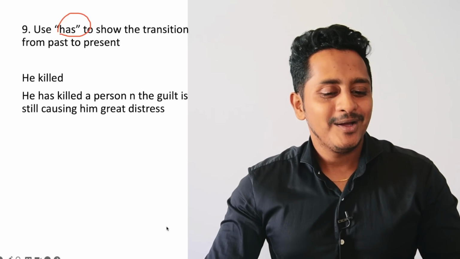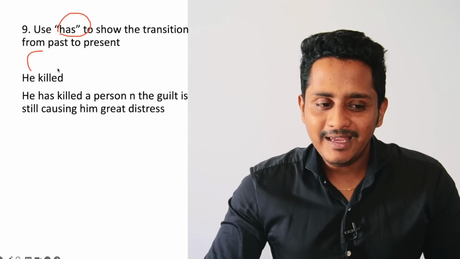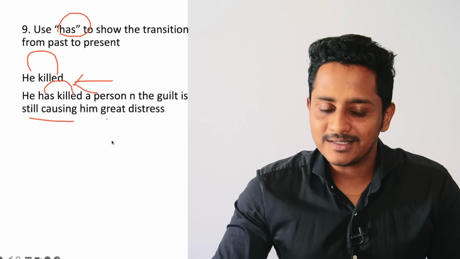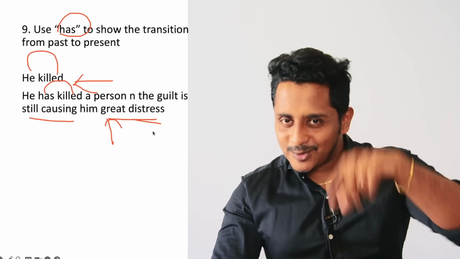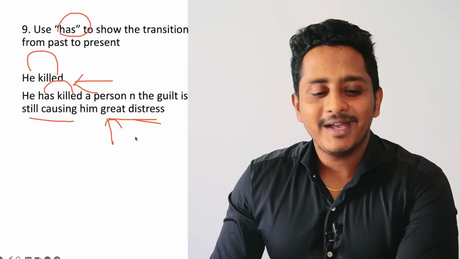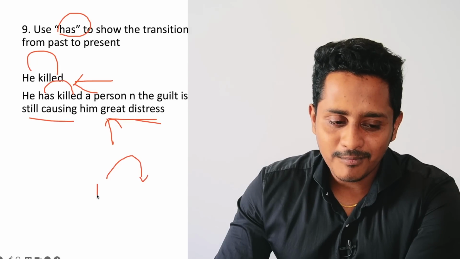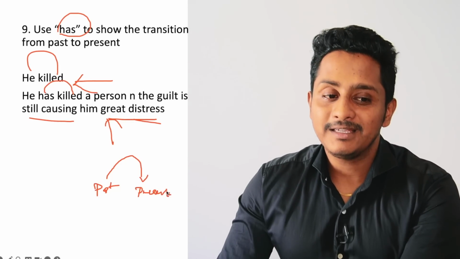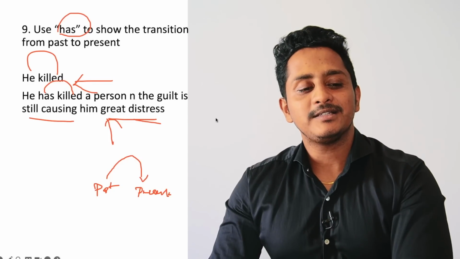Guys, hope you are getting it. He killed, it's past. He has killed and the guilt is still causing him great distress. Means right now also that effect is there. This transition from past to present is has killed. That's called present perfect tense.